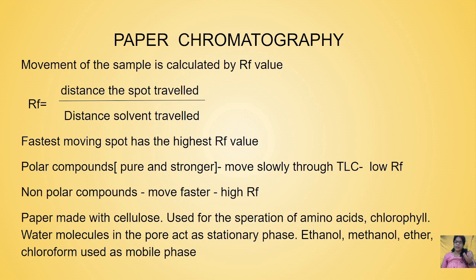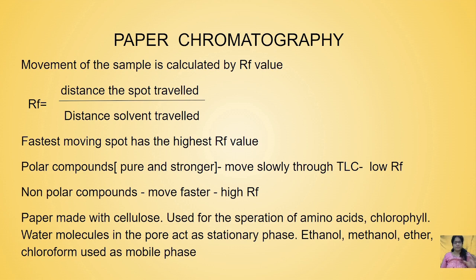If you take a pure compound, like a polar compound, a stronger compound, it takes time to spread, right? So it has a relatively low RF. If you take a non-polar compound which contains water in it, or a diluted sample, and generally the diluted sample moves faster, it has affinity with water molecules in the stationary phase and it moves faster. So the RF would be higher than the polar compounds. That is the main basic principle involved in paper chromatography.